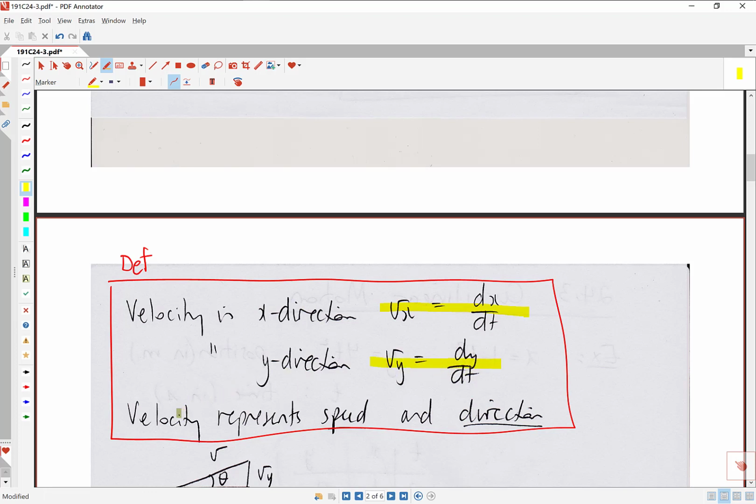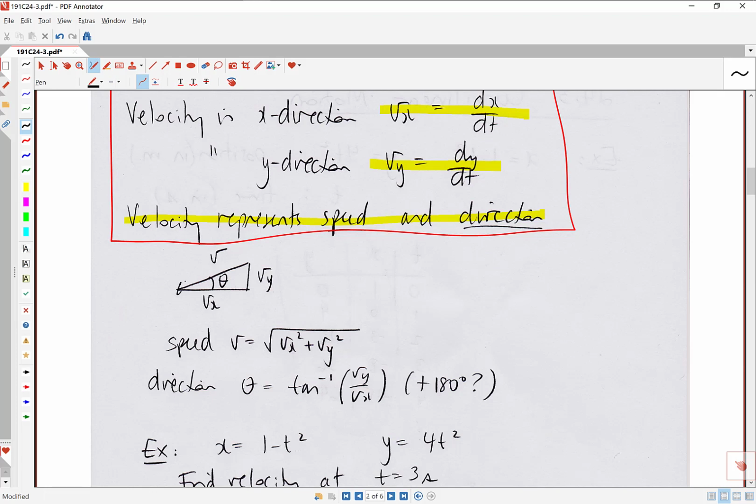Now, when we say velocity, velocity represents speed and direction. So if someone asks you to find the object's velocity at a certain point in time, we're really looking to give two quantities in our answer, both speed and direction. So let's see a couple formulas for how to calculate speed and direction if we know the horizontal and vertical velocities. So I'm actually going to erase this picture here. We'll redraw it after we've written down the formulas.